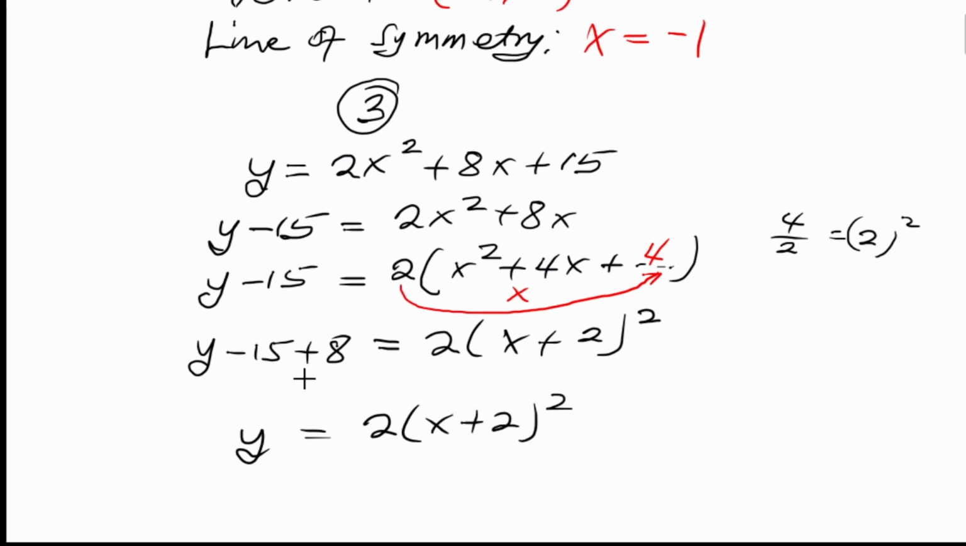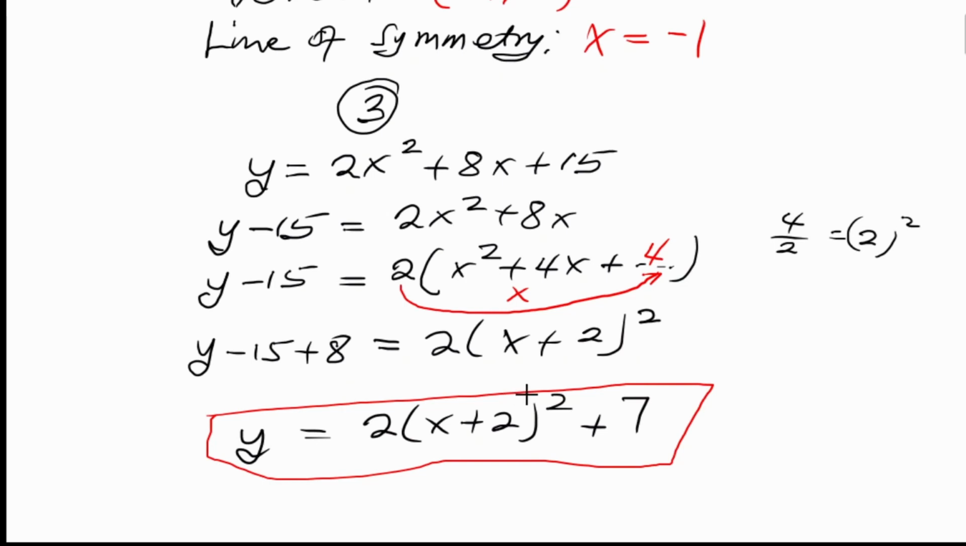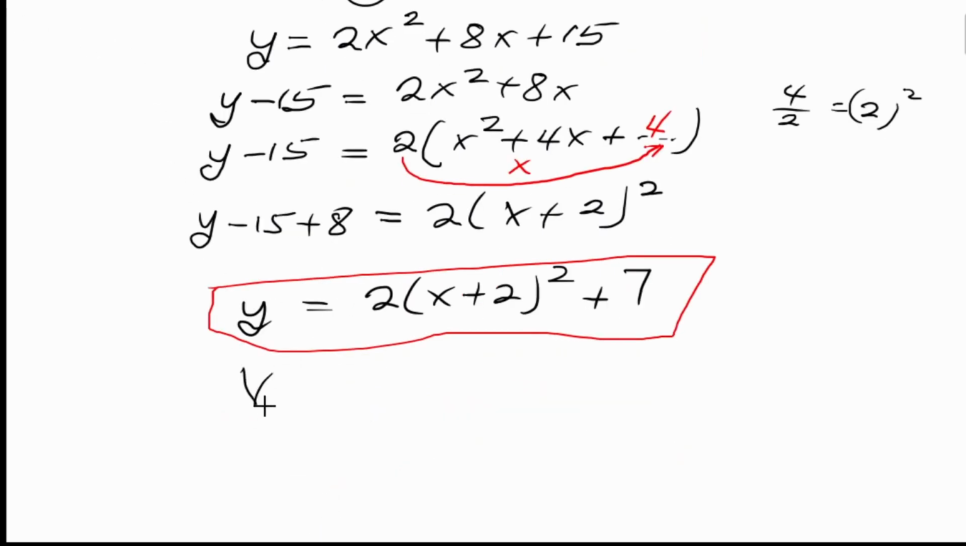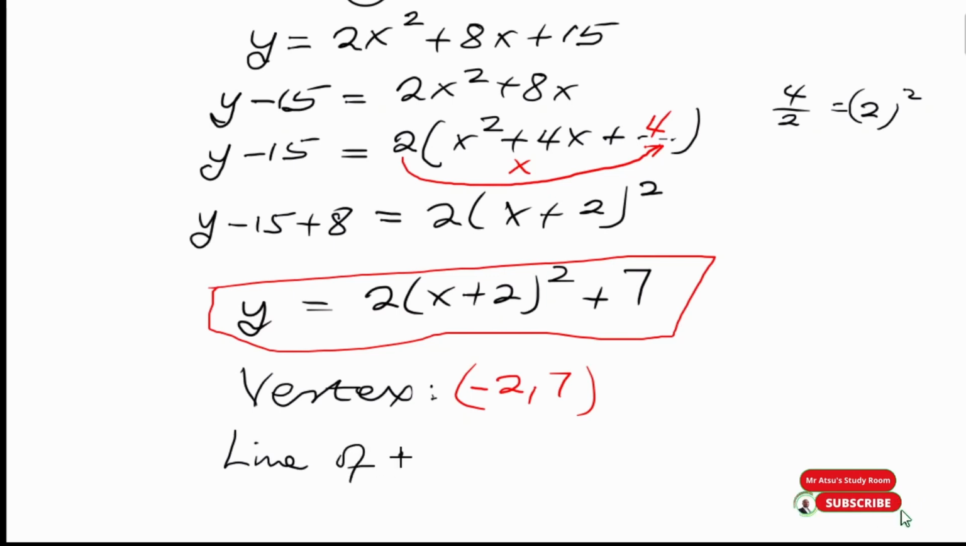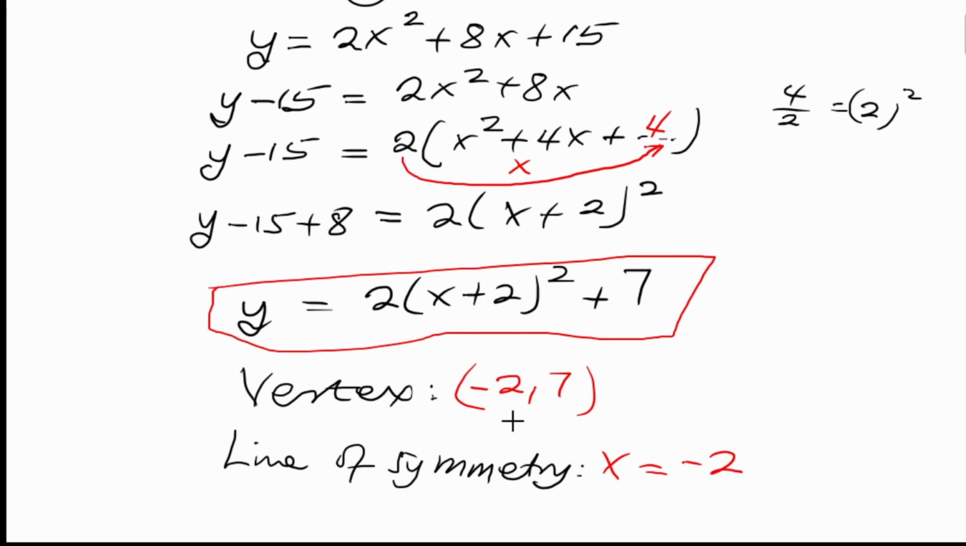Then negative 15 plus 8 is negative 7. And when we move negative 7 to the right hand side, it becomes positive 7. And this becomes our original equation in the vertex form. And the coordinate of the vertex becomes negative 2 and 7. And the axis of symmetry or line of symmetry is x equals negative 2, which is just the x coordinate of the vertex. And this time the vertical stretch is 2. So let's not forget that. We can get the vertex, the line of symmetry, and the vertical stretch from the vertex form.